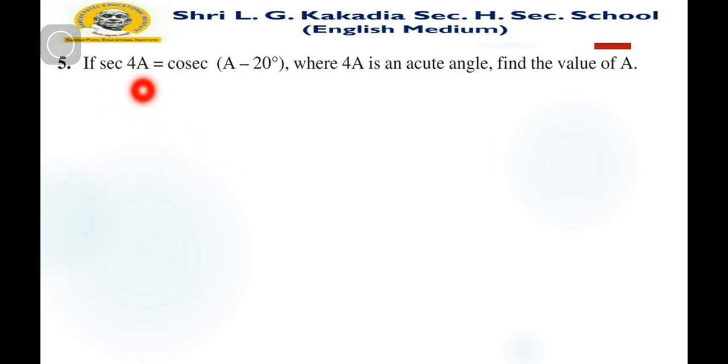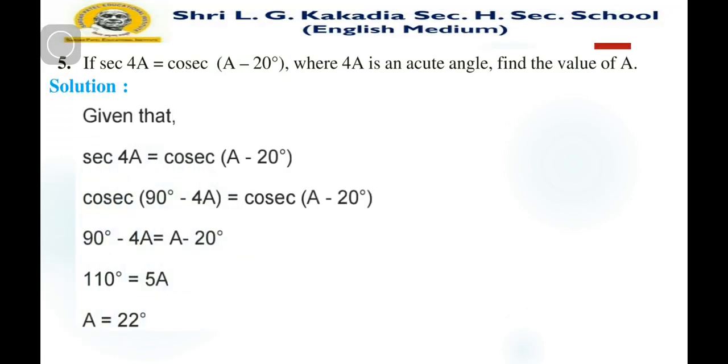If sec 4A is equal to cosec(A - 20), where 4A is an acute angle, find the value of A. Easy, let us put the complement of sec. Given that sec 4A is equal to cosec(A - 20), so put cosec(90 - 4A) equal to cosec(A - 20). Here both trigonometric ratios are equal, so we can compare their angles. So 90 minus 4A is equal to A minus 20, and hence we can find A is equal to 22.